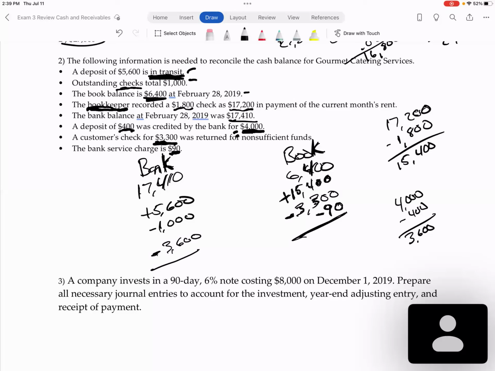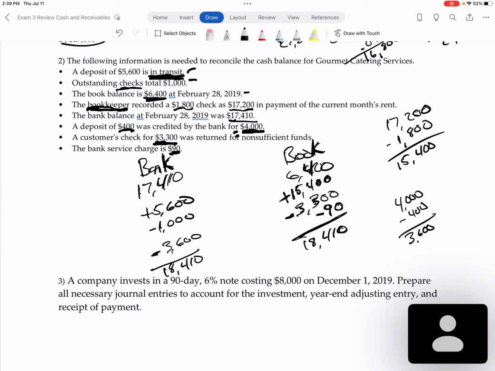And what we hope is that it balances. 6,400 reconciles. The same thing, right? 15,400. So here we go, the moment of truth. 18,410. 18,410. Sweet. So 18,410.